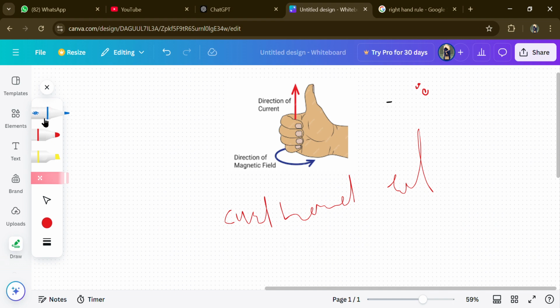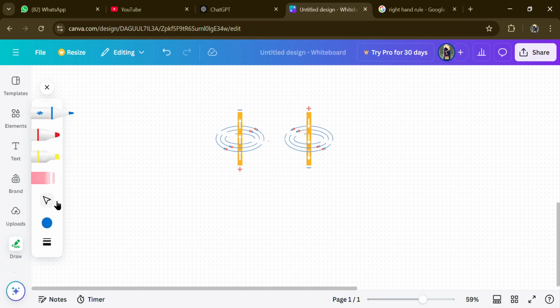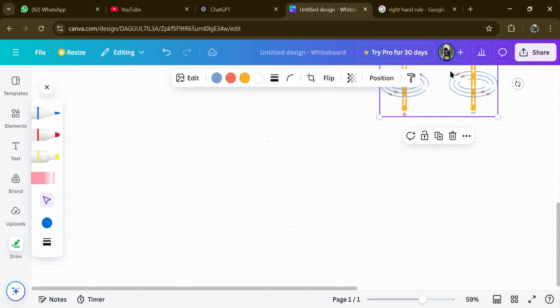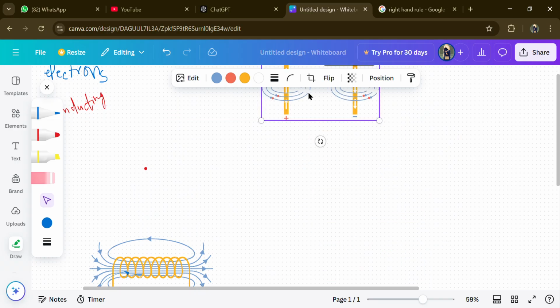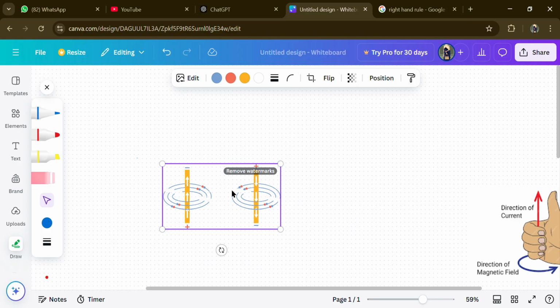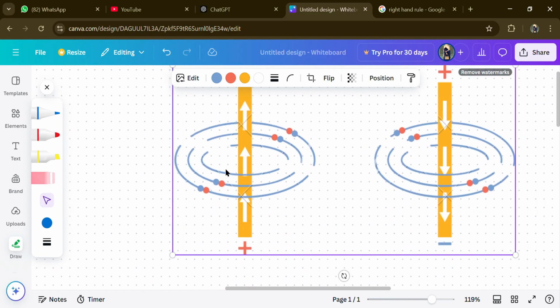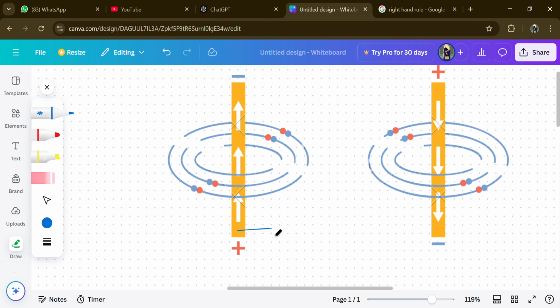Now very first, what do you do in this particular experiment? Let me bring that figure here near this right hand rule. Sorry for this inconvenience. Okay, here our rule is. Here if you could see, we have a wire. This is basically a conducting wire.